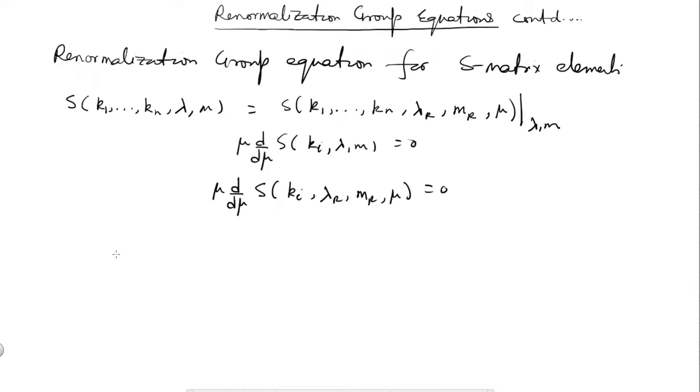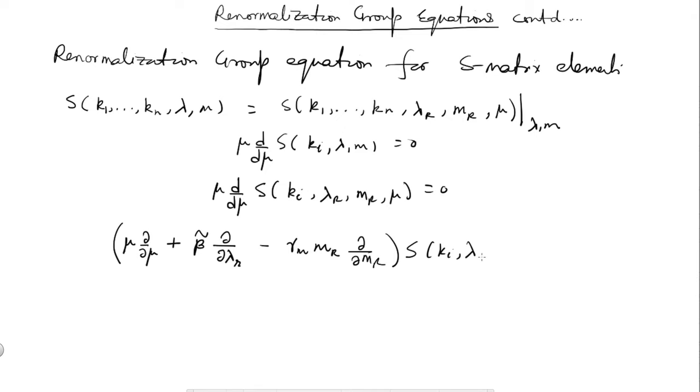And you can turn this total derivative into partial derivatives as we did earlier. So you have mu del/del mu. This is when you are changing only mu. And then other things should change appropriately, I mean lambda_r and m_r should change appropriately, so that this holds true. So this is the renormalization group equation that you get for S matrix elements or any other physical observables. It will be this thing.